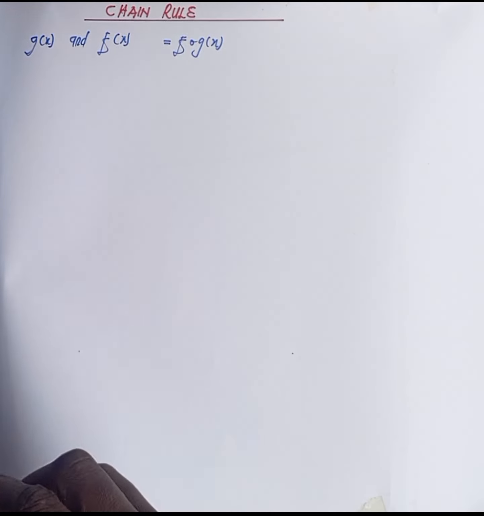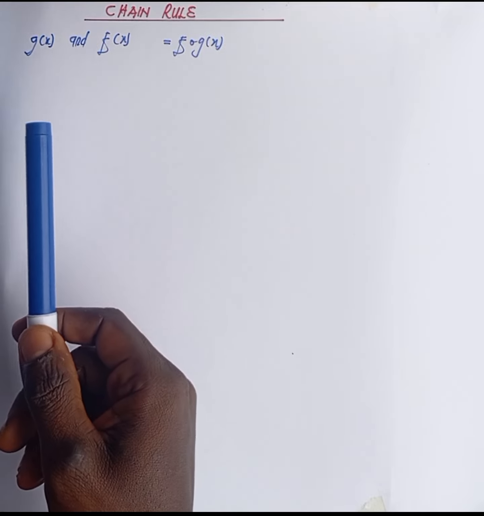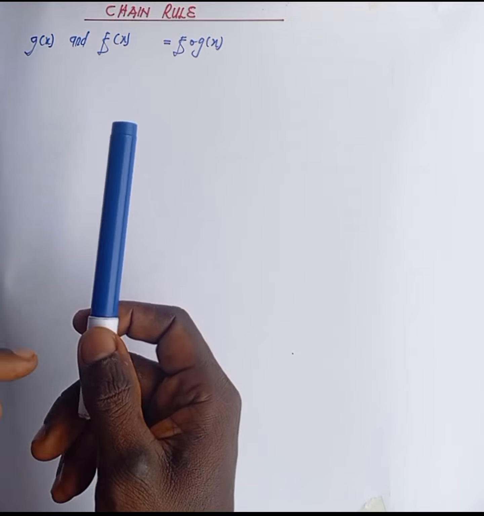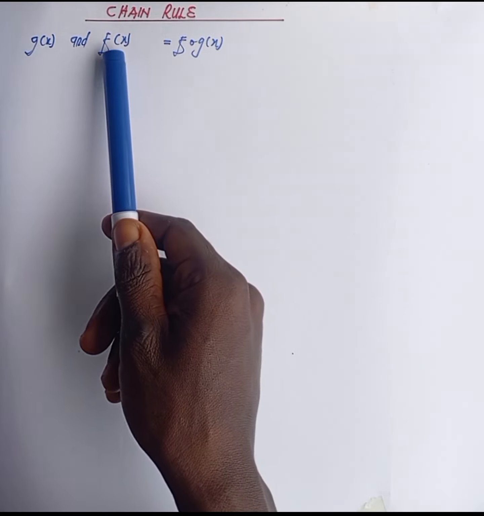In this session, we shall learn how to use the chain rule together with the rules we have learned so far to find the derivative of composite functions. I believe you know what composite functions are. Let's take it that you have two functions, f of x and g of x, and we are to substitute one of the functions into the other. So let's say we substitute g of x into the function f of x.